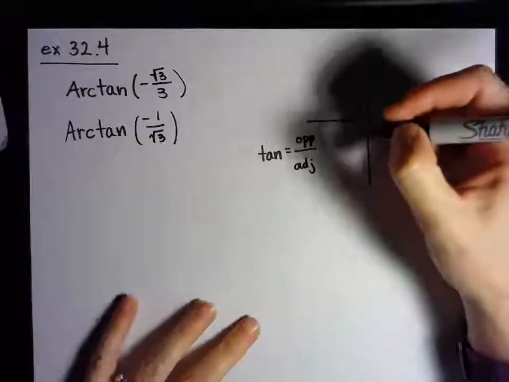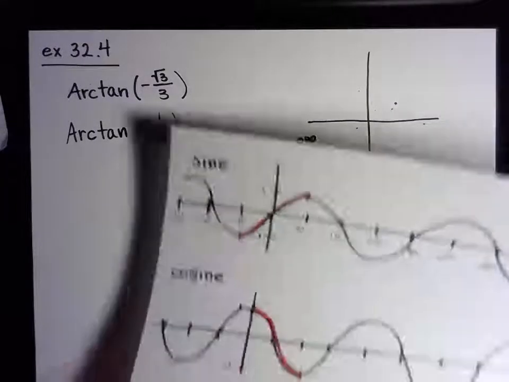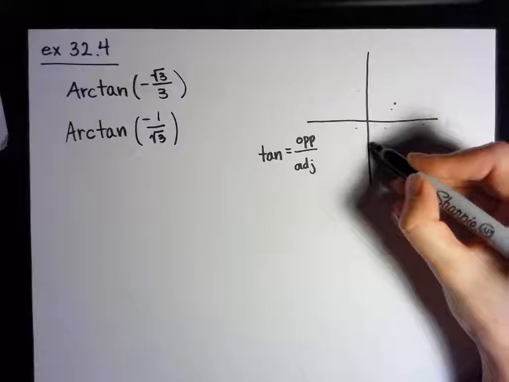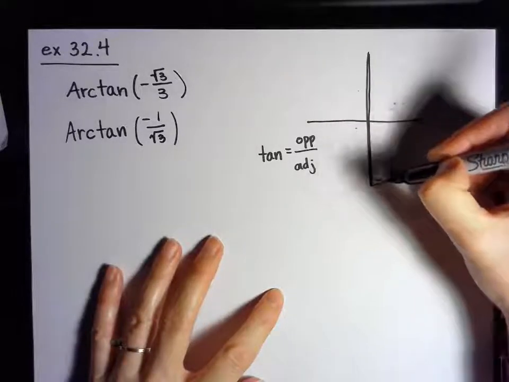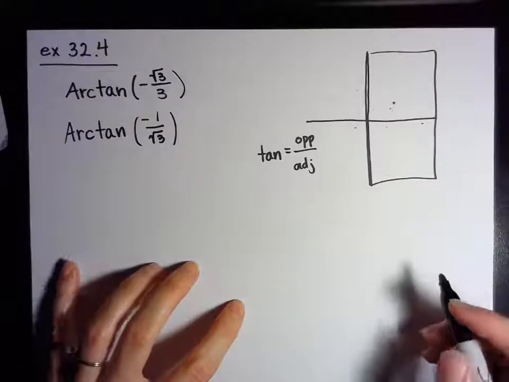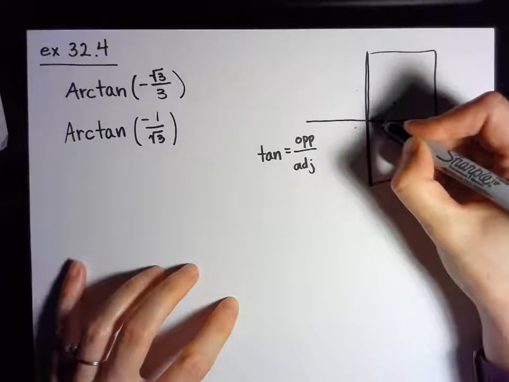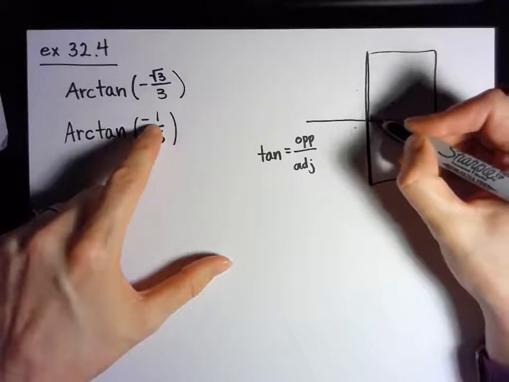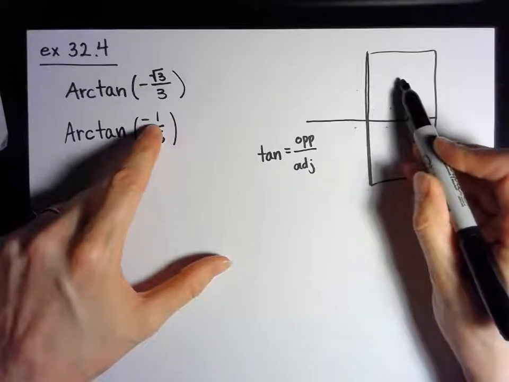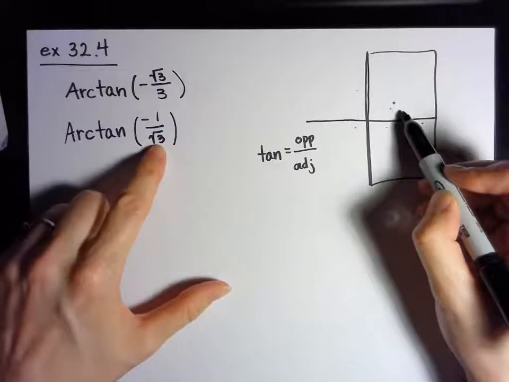Again, we want to think about the fact that we're going to be focusing only on values from negative 90 to positive 90. So we're focusing in only on these two quadrants. They have to come from there. If we're talking about an angle and its opposite is 1, let's say it was up here in this quadrant, the opposite would be 1. That would be over here. Well, then its adjacent.